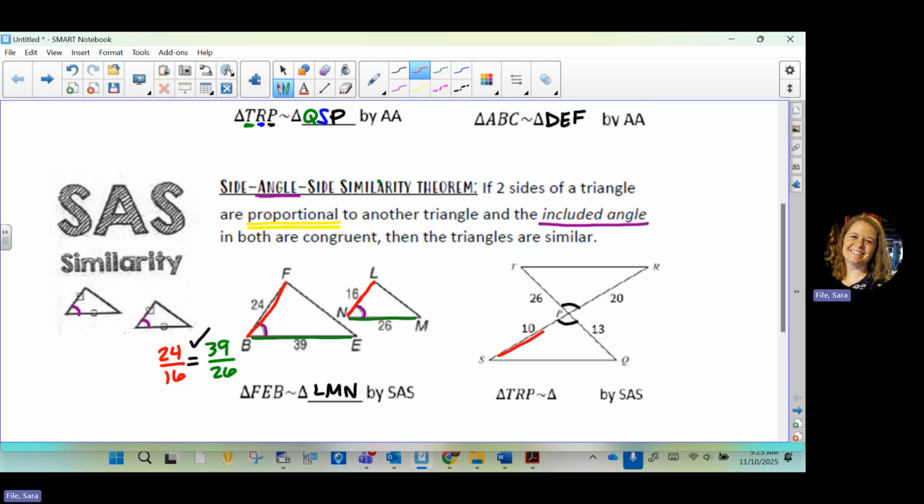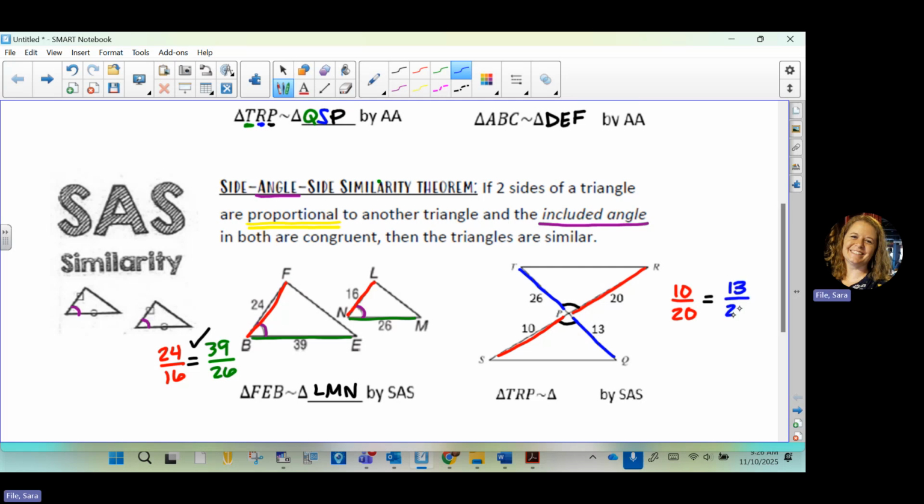So the RP, or excuse me, that's an SP. The SP is going to have to correspond to the RP. So you could do 20 over 10 or 10 over 20. You can decide what order you write that in, as long as you're consistent. And then the QP and the PT would have to correspond. Now, I did the 10 on top of the first ratio, so I have to do the 13 on top.